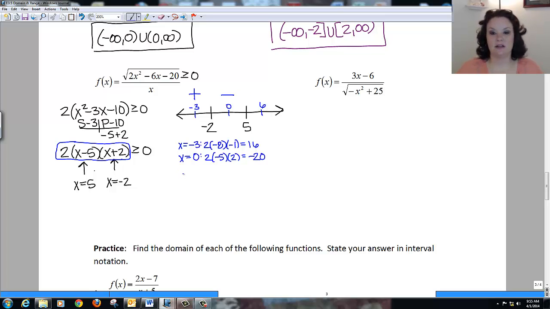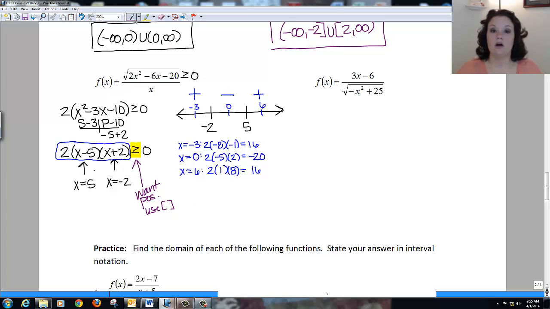And then when I test x equals 6, again I have my constant 2 out there. 6 minus 5 is 1. 6 plus 2 is 8. When I multiply 2, 1, and 8, I get +16. So this is a positive interval. Again, here I'm looking for greater than or equal to. Greater than or equal to tells me that I want the positive intervals, and I'm going to use brackets because it has that equal to bar.